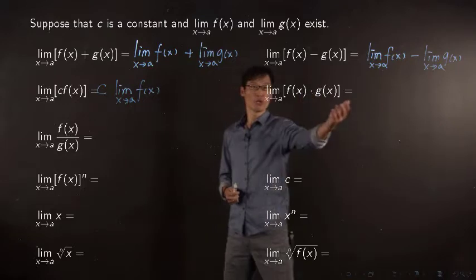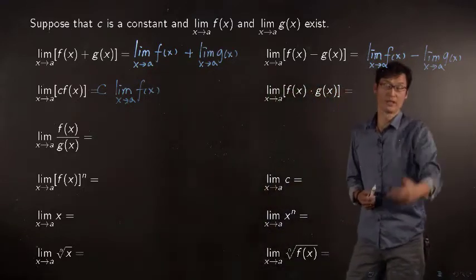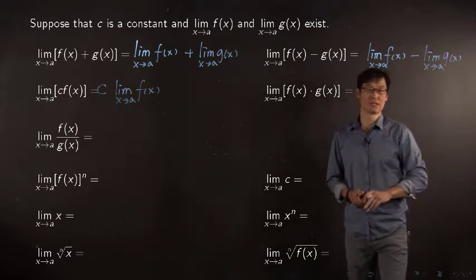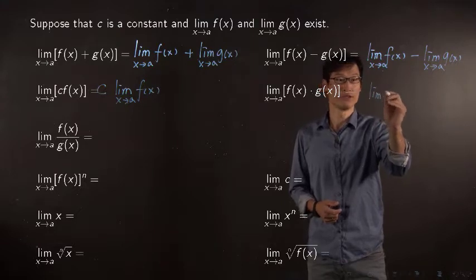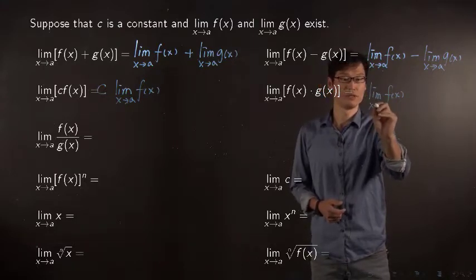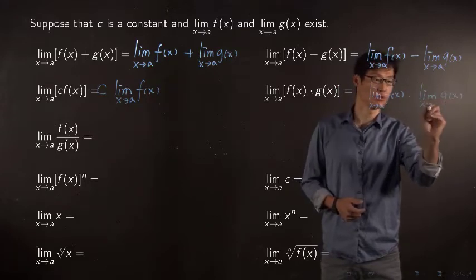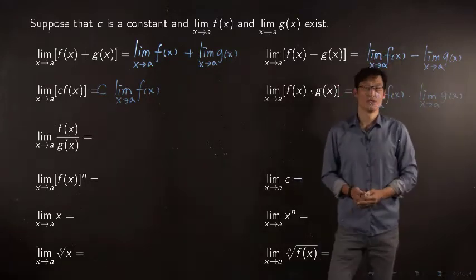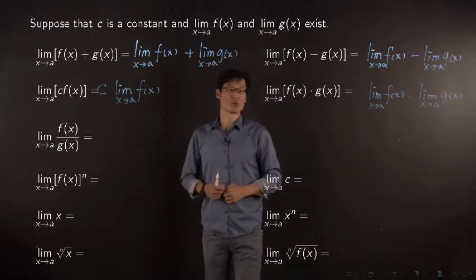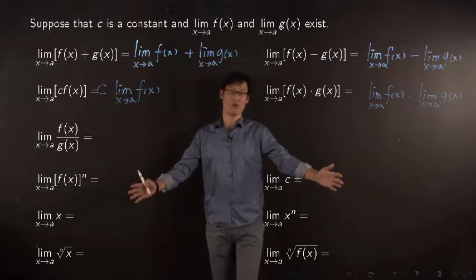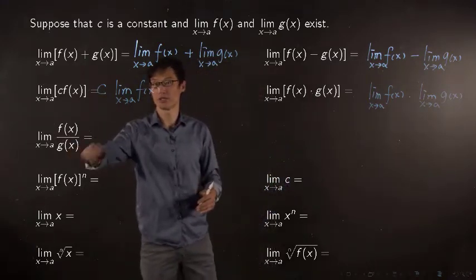Even when you have a product of two functions, you can find the limit just by taking the product of limits. So it's going to be the limit of f times the limit of g, as x approaches a. So far, we have quite intuitive and nice properties. Actually, everything else is quite intuitive and easy enough, but this quotient.